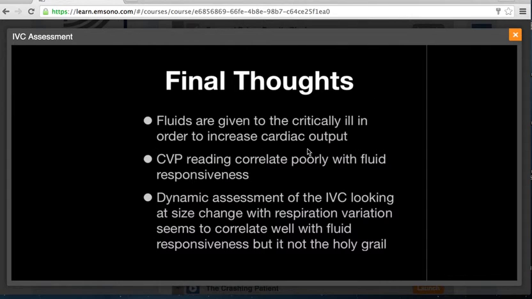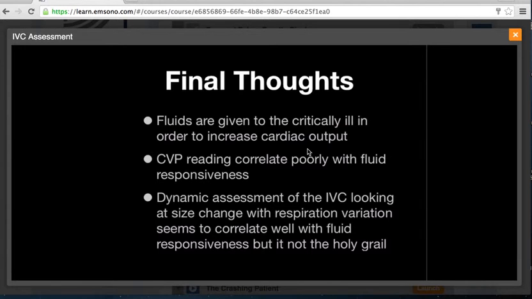So let's wrap this lecture up. Let's just go over some key points here. Remember, the reason to give fluids to the critically ill patient is in order to increase their cardiac output. So ideally, it would be nice to have cardiac output monitoring in the emergency department, but that is not a common thing for us to have access to. So therefore, we need to find some other surrogate in order to determine in these critically ill people who should we be giving fluids to and who shouldn't we be.